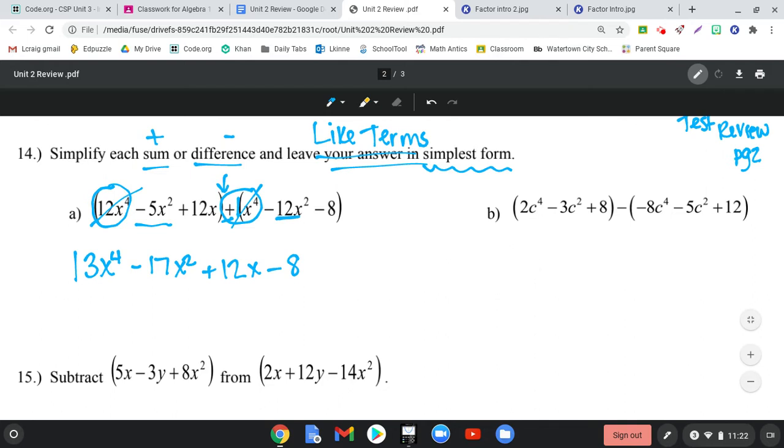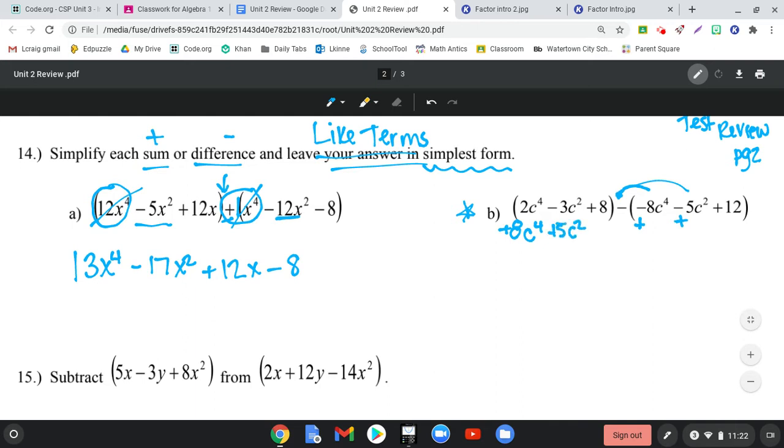With subtraction, though, you want to be careful. You're subtracting every term. So minus negative 8c to the fourth is going to actually become a plus 8c to the fourth. And I'm going to put it underneath the like term. Rewrite them all. It makes it easier. Then I'm going to subtract negative 5c squared. So it's going to become a plus 5c squared.